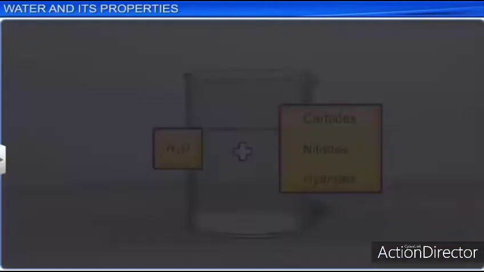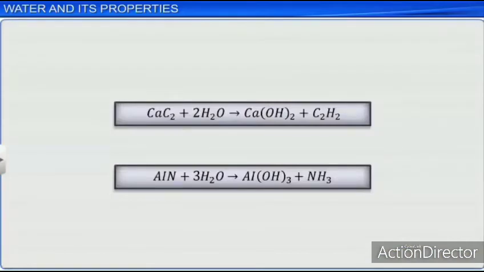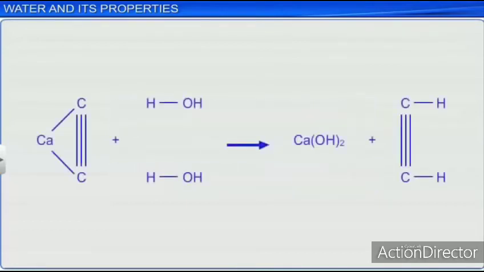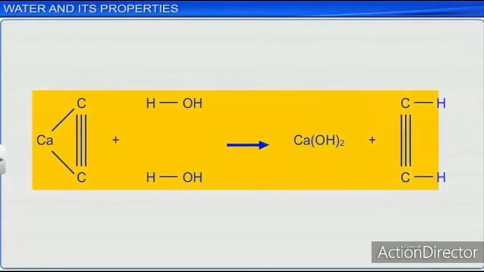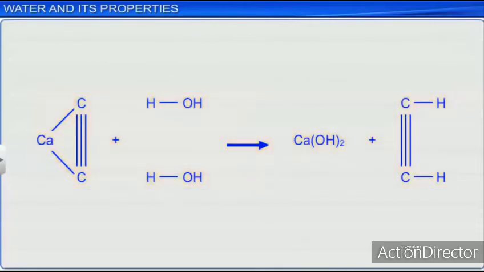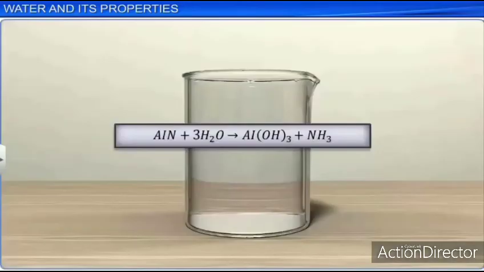For example, it hydrolyzes both calcium carbide and aluminium nitride to give ethyne and ammonia respectively. The reactions that take place are: calcium carbide reacts with water to give calcium hydroxide and ethyne. Water reacts with aluminium nitride to give aluminium hydroxide and ammonia.